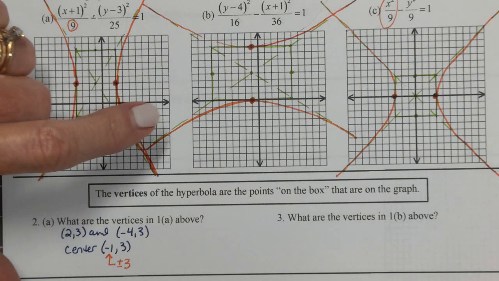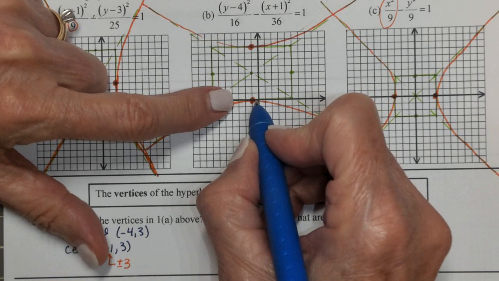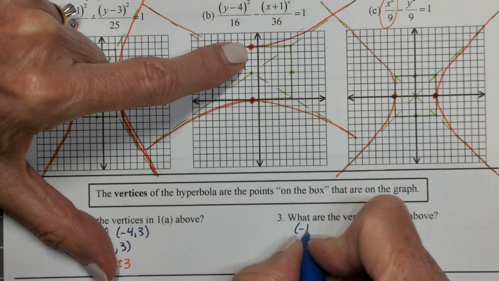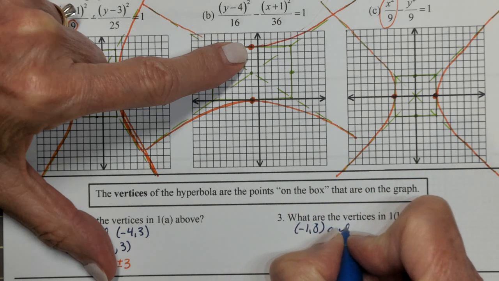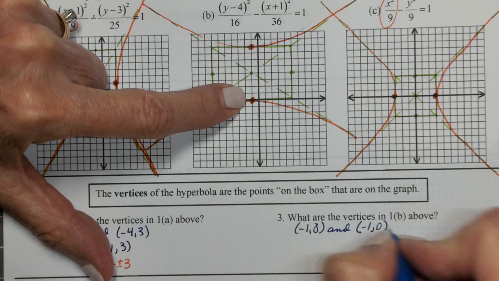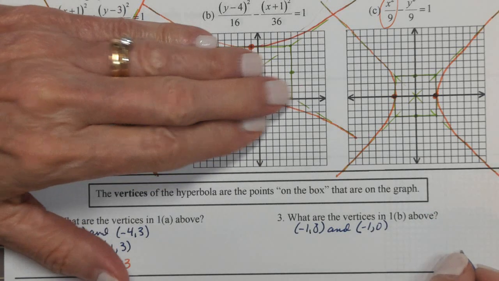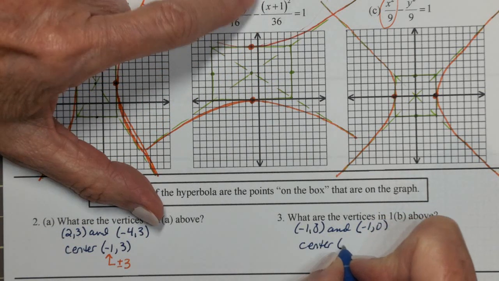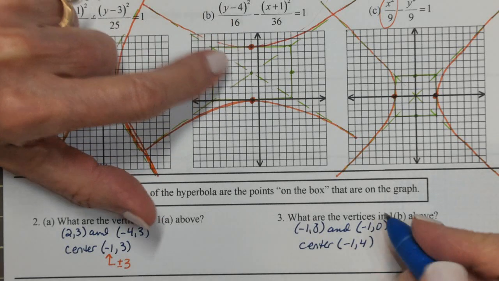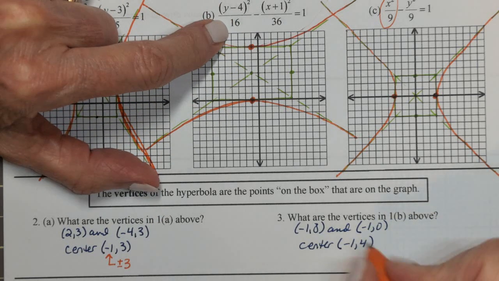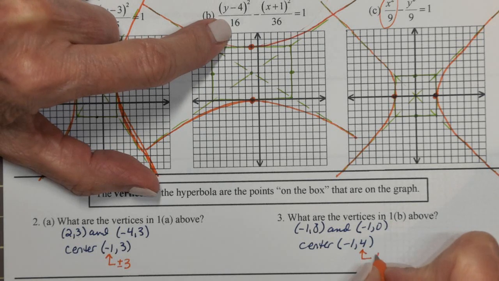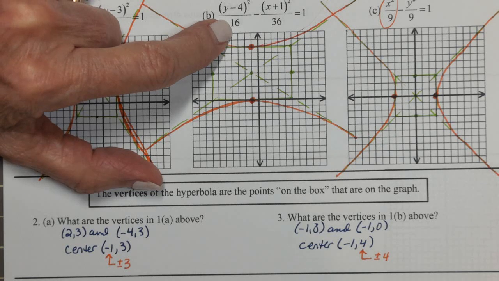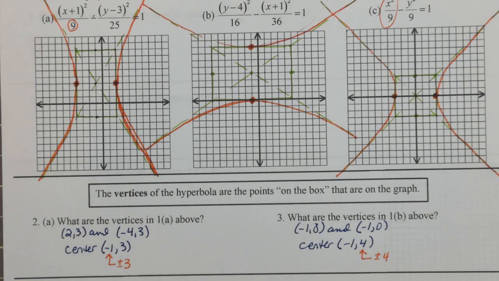What about 1b above? Since I already graphed it, it's easy to get the vertices by counting. -1, 8, and -1, 0. But what if I didn't have the graph to look at? Then I would go to the center, which is -1, 4, and since y is positive, I would add and subtract 4 from the y coordinate to get the vertices. And that would give me what I just wrote. Okay.